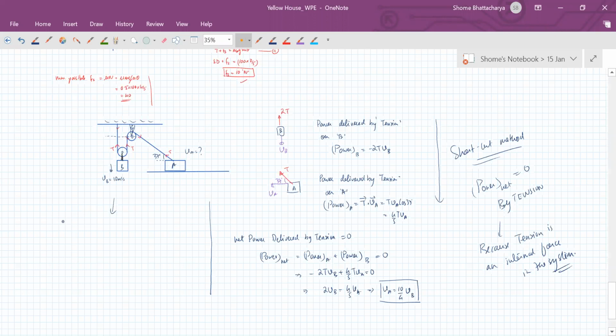You can also use the calculus method and conservation of thread length. So we will look at that method also. But since we are doing work by energy right now, note down this method. This will be like a shortcut method for us.